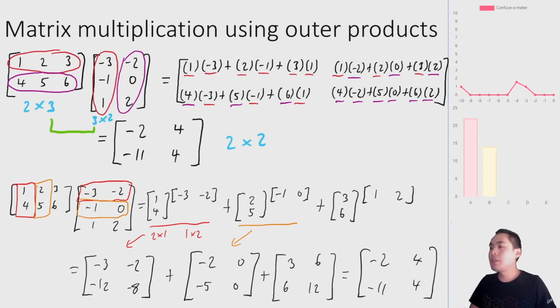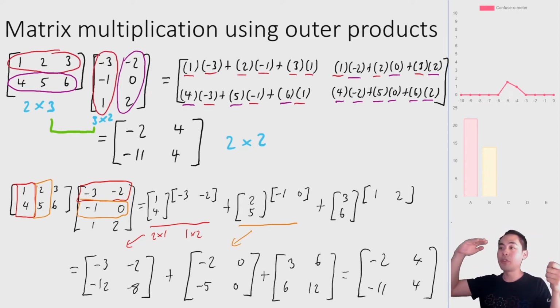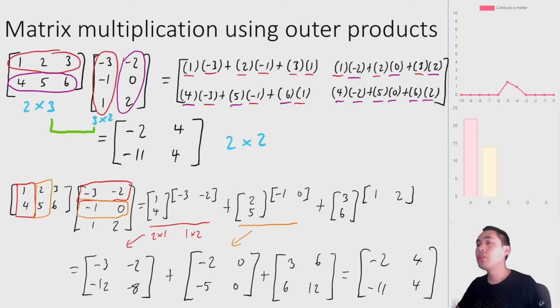Okay, so yes, the answer is you can do matrix multiplication using outer products. Most people find it easier to do it with inner products, so you take each row and column, multiply by every other row and column. But if you take a column and multiply by the appropriate row and then add that together, you also get the same matrix multiplication.